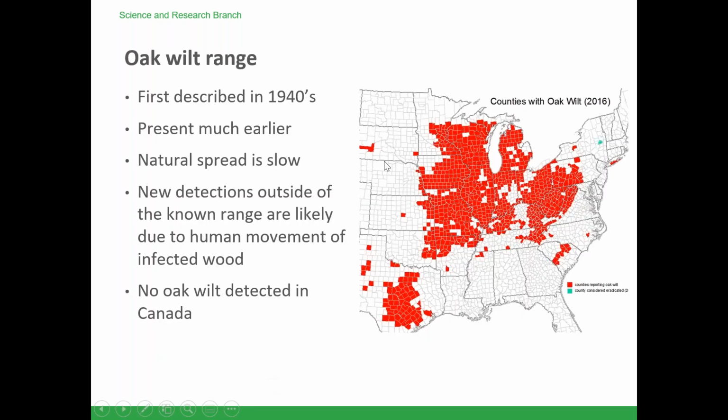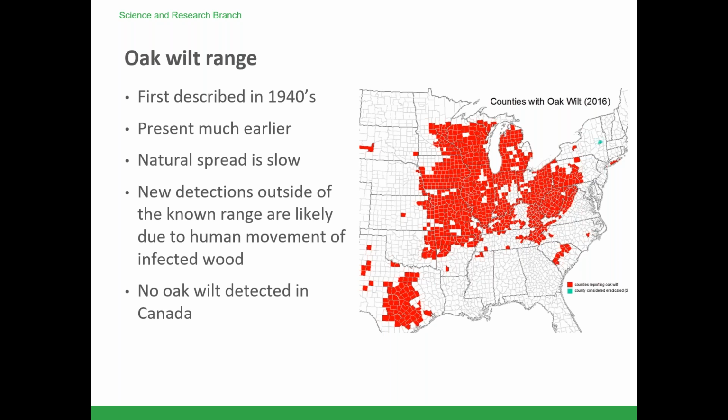Okay, so I'm going to start out by talking about oak wilt. This is a disease that was first described in the 1940s in Wisconsin, but at that time it was already recognized to have been present much earlier. And indeed, when they started to do more research in other states, they found it was already present in Ohio and West Virginia and Missouri.